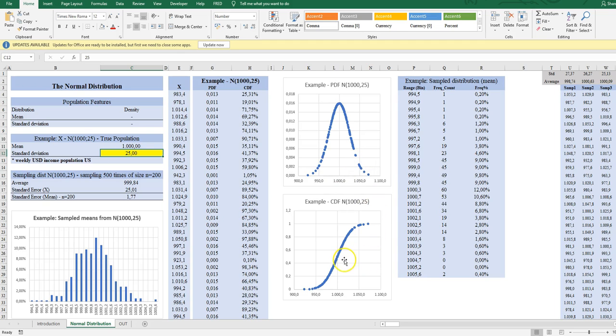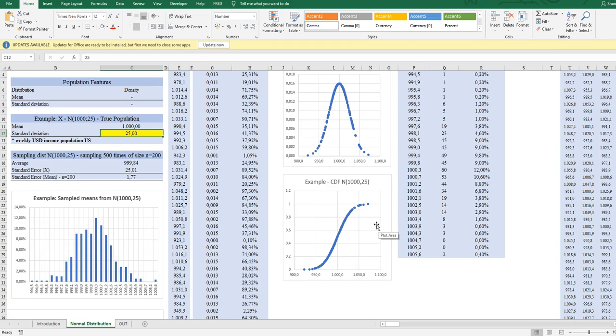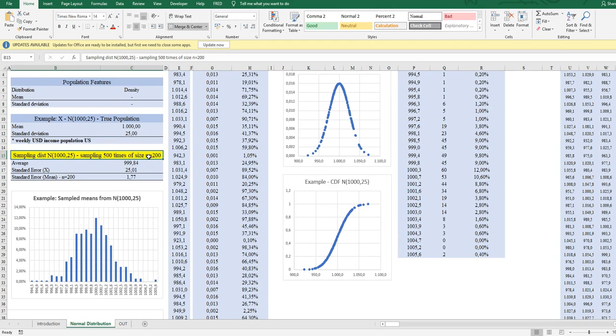Down here we have the cumulative density function that goes all the way to 1. So finally, it goes to infinity in principle. So that's the normal distribution for a stochastic variable.